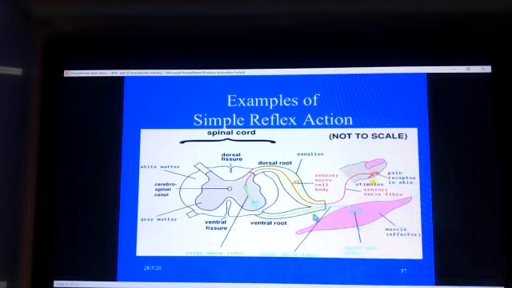So that means that a simple reflex action has three main component structures. Number one, the receptors. Number two, the central nervous system, that is mainly the spinal cord. And then the last one is the effector.